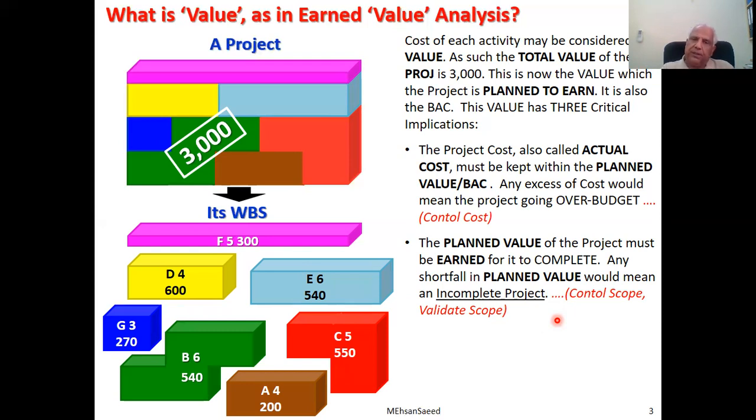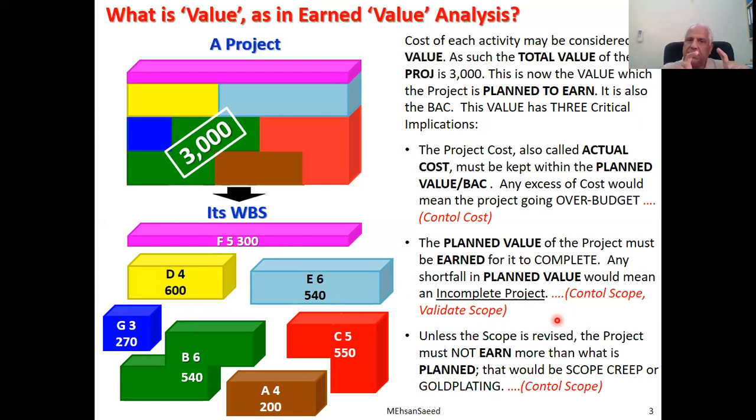Another nuance of this term value, if we consider 3,000 to be the value of the project, is that we must not cross this value. This is the limit. The project must not earn more than 3,000 unless the project scope is revised. If the project scope is not revised and the project earns more than 3,000, that means the increase in project scope was uncontrolled. And what is uncontrolled increase to project scope? That is scope creep or gold plating. So we must avoid crossing 3,000.